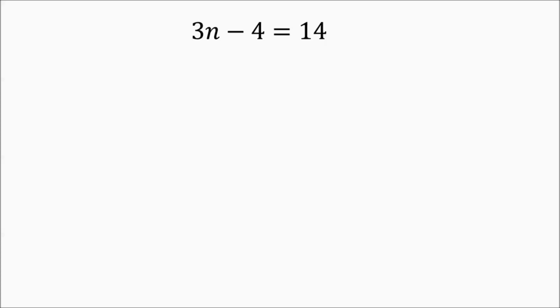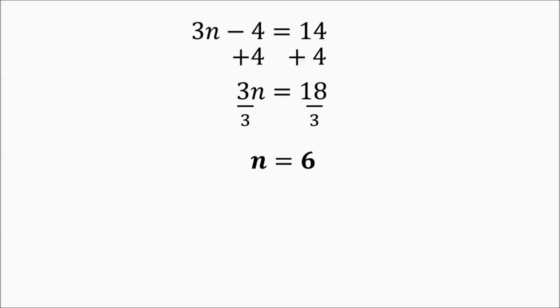We're going to get rid of the constant first. The constant would be that -4, so we're going to put a +4 on both sides. And we're going to have 3n being equal to 18. 3 is a coefficient, so we're going to be dividing that out. We're dividing out that coefficient. We're going to divide both sides by 3, and we're going to get n equaling 6. If you plug 6 back in the original equation, it is going to work out to 14.